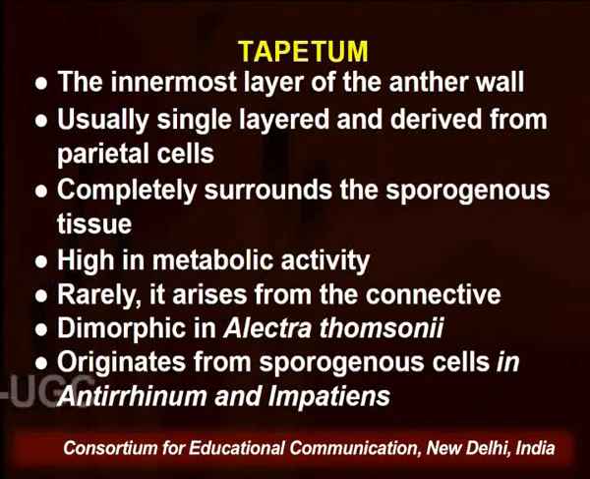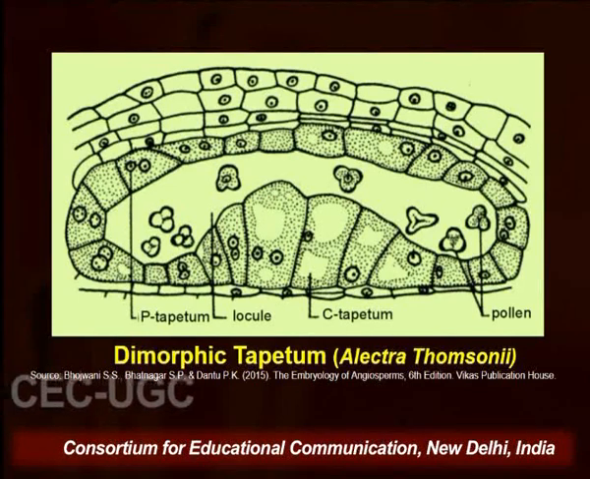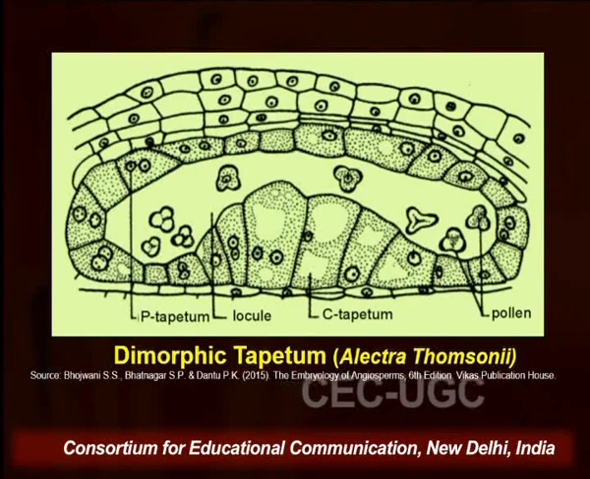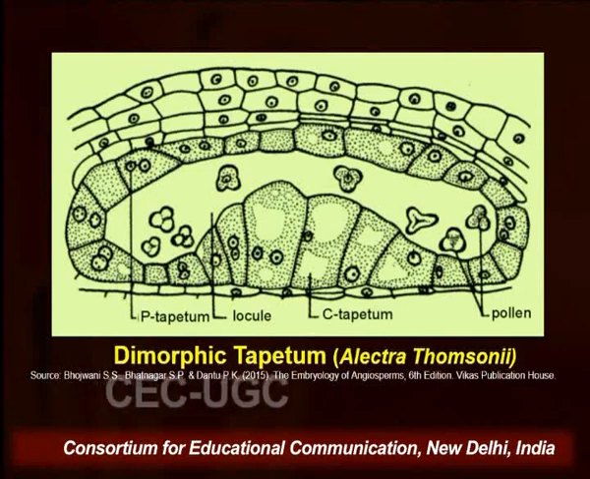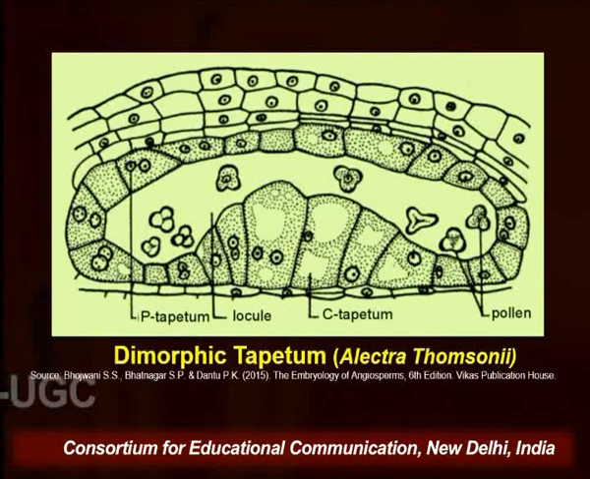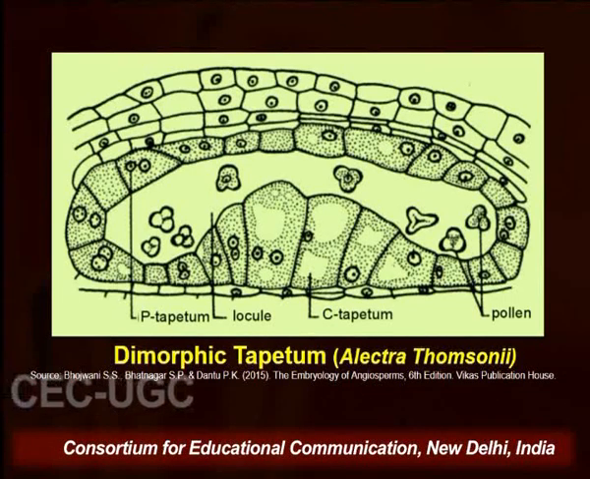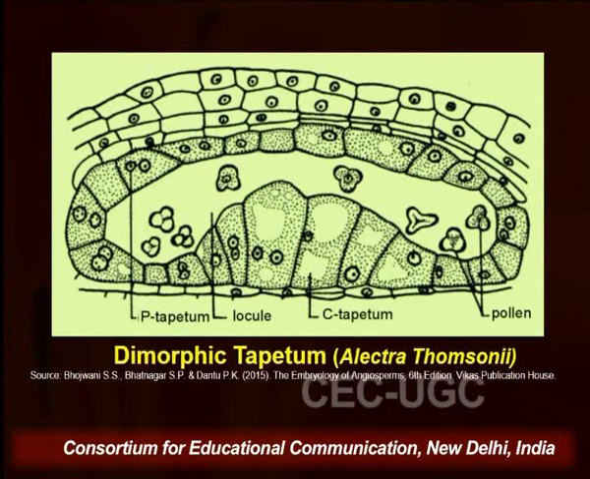In Antirrhinum and Impatiens, it originates from the sporogenous cells. Okay. Now, Eleocharis thomsoni is an example where this tapetum is dimorphic. That is, the tapetum comprises cells of two different morphologies. Those cells which arise from the connective, that is, inner towards the anther locule, are large and elongated, and those cells which arise from the parietal cells are small and isodiametric, giving a dimorphic appearance to the tapetum in Eleocharis thomsoni. We will finish here and start again in the next lecture. Thank you.